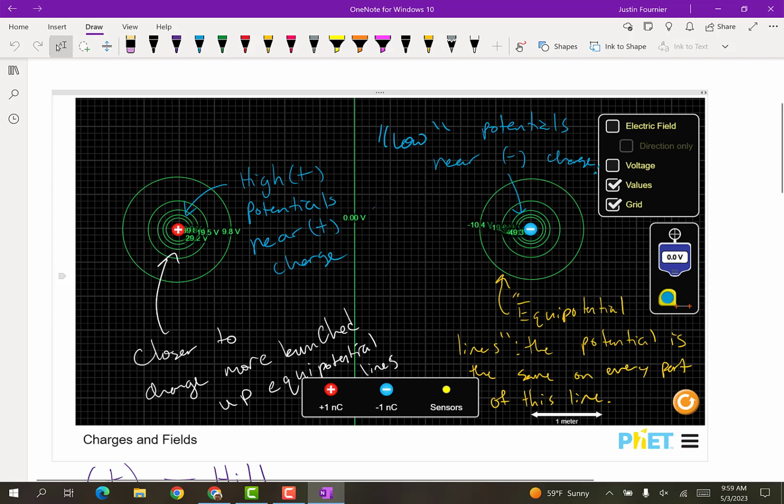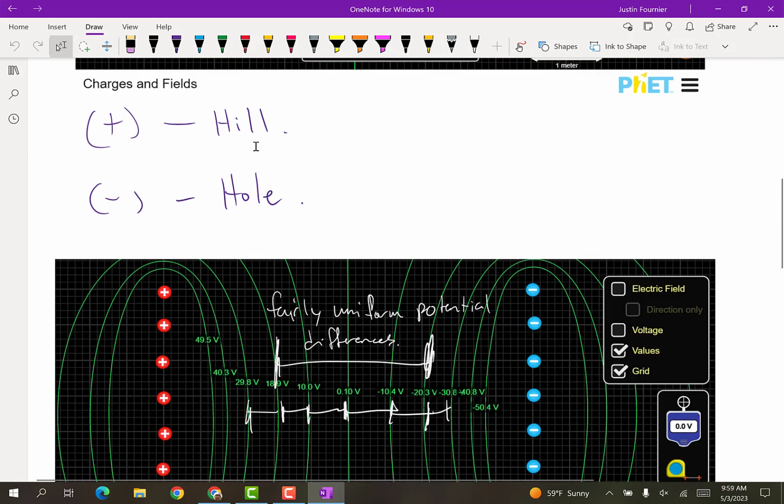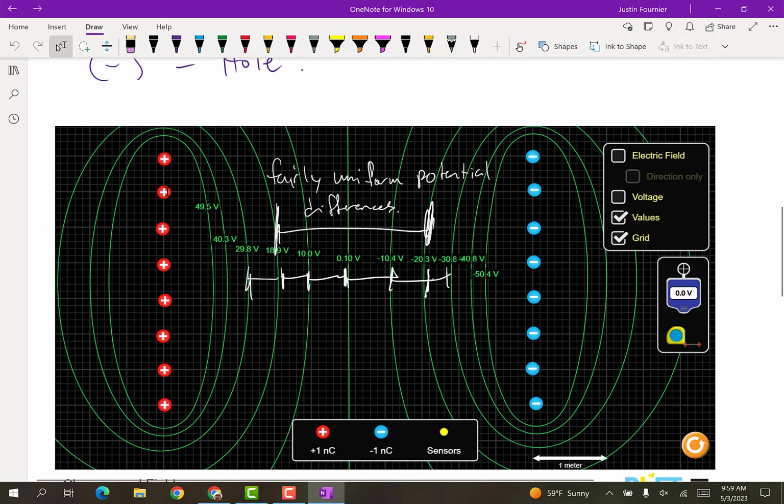If you were on stairs, right? If I were to walk around a set of stairs like this, I would just stay on that same set of stairs. I wouldn't change in elevation. So the same thing here. If you're on this line, your voltage is negative 10.4 volts, and it stays like that. So again, positive charge is like a hill, negative charge is like a hole.